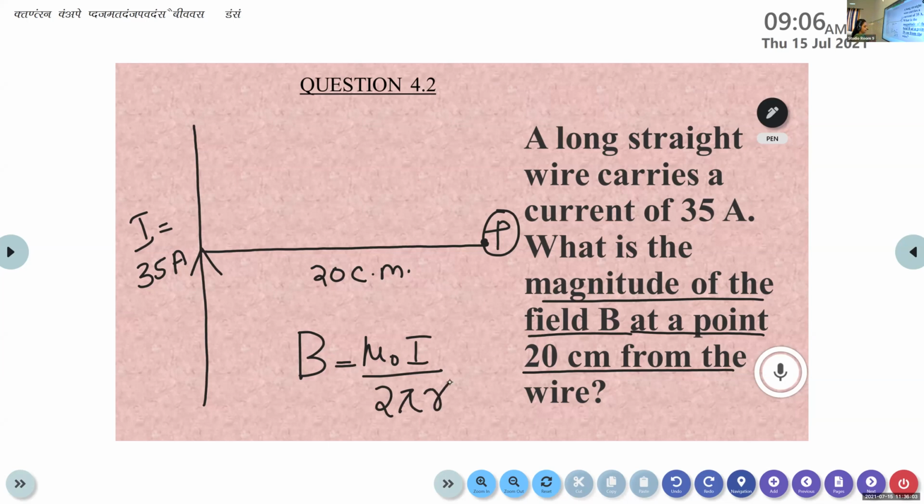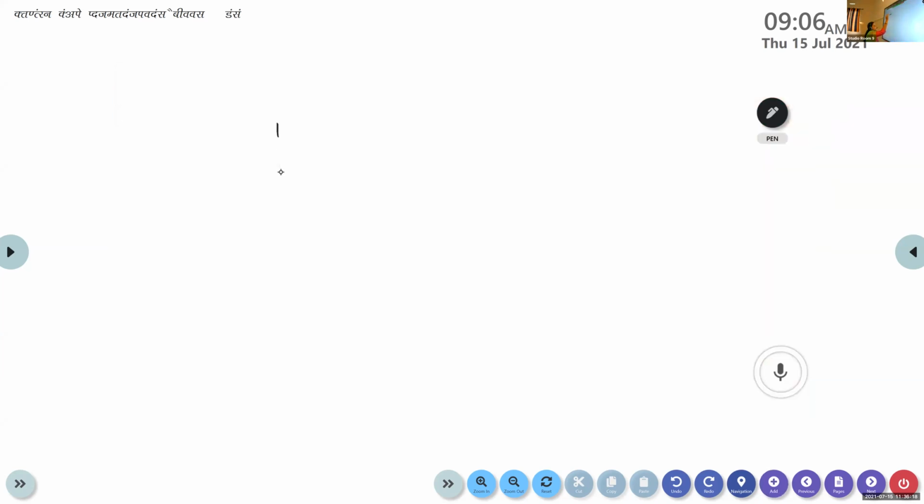B is equal to mu 0 I divided by 2 pi r. This r is the distance, here it is 20 centimeter away from the straight conductor. I is provided here, so we can just substitute all the values. The magnetic field due to an infinitely long straight conductor is given by B is equal to mu 0 I divided by 2 pi r.